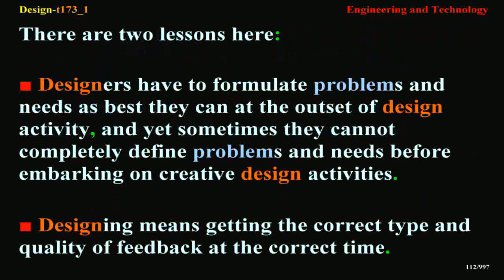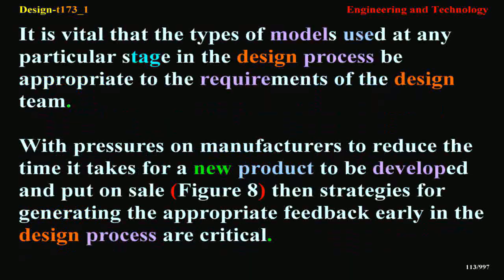There are two lessons here. Designers have to formulate problems and needs as best they can at the outset of design activity, and yet sometimes they cannot completely define problems and needs before embarking on creative design activities. Designing means getting the correct type and quality of feedback at the correct time. It is vital that the types of models used at any particular stage in the design process be appropriate to the requirements of the design team. With pressures on manufacturers to reduce the time it takes for a new product to be developed and put on sale, Figure 8, strategies for generating the appropriate feedback early in the design process are critical.